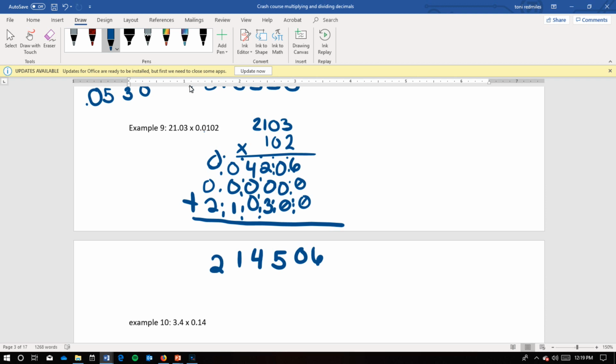Now let's go back. I have 2 decimal place values. I have 1, 2, 3, 4 decimal place values. I need 6 decimal place values. So 1, 2, 3, 4, 5, and 6. That's what it equals.